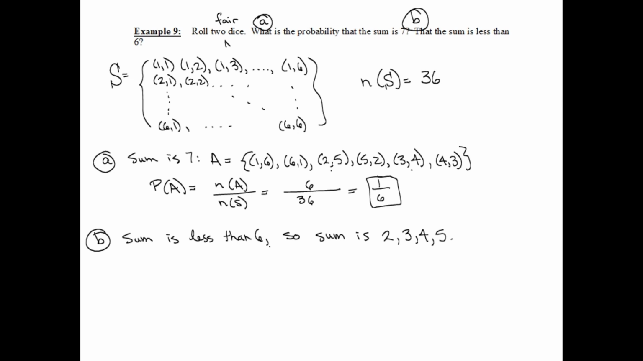If it said no more than 6, I would have to include it. It doesn't. So I just need to do 2, 3, 4, and 5. So let's write down our event, and we're going to take these systematically. First, we're going to get a sum of 2. How do we get it? 1, 1, and that's the only way. Now we want to get a sum of 3. So 1, 2, 2, 1. Those are the ways that I can get a sum of 3.